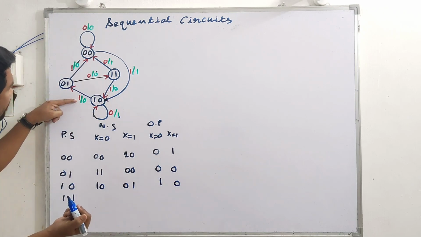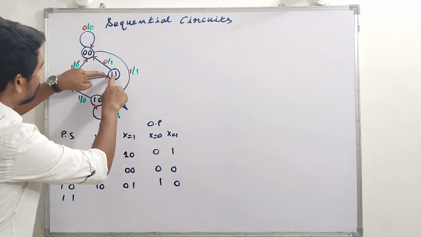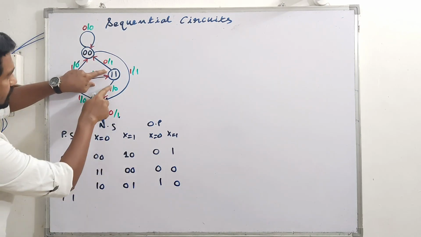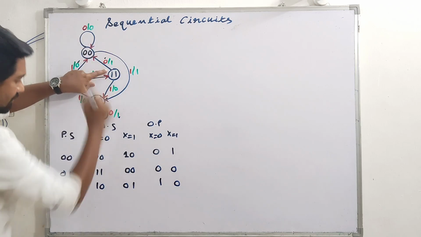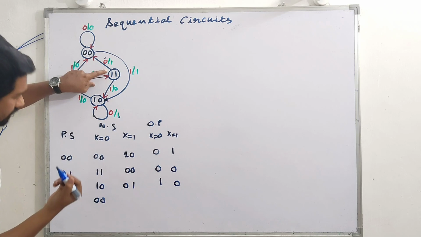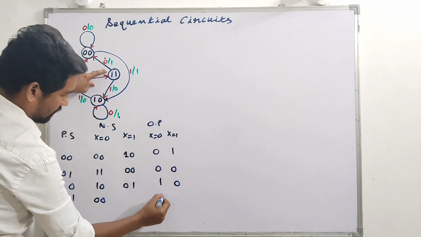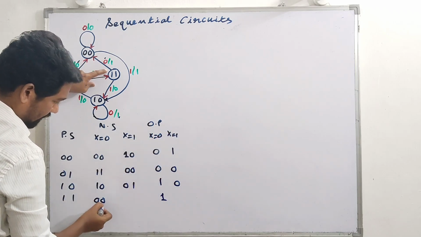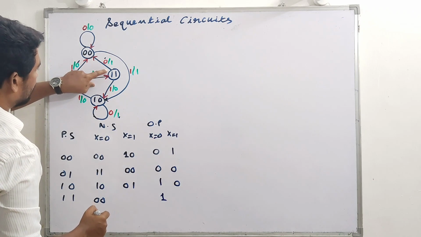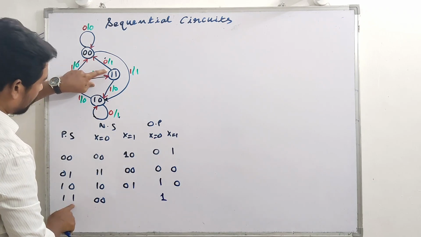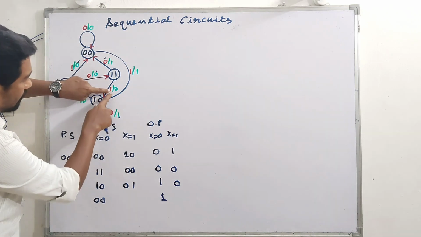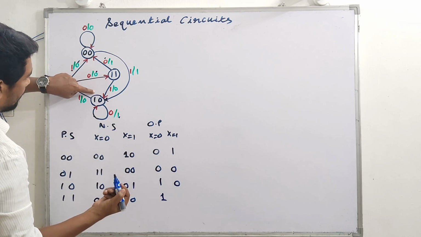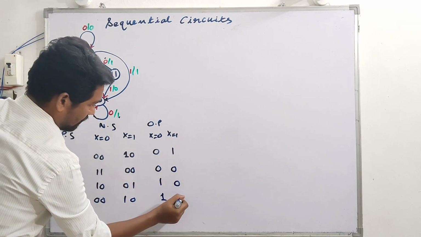0. And this one, 1 1, with x equal to 0, the next state is 0 0, and the corresponding output is 1. And for this very state 1 1 with x equal to 1, the next state is 1 0, and the corresponding output is 0.